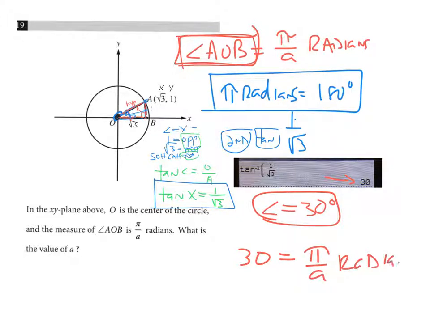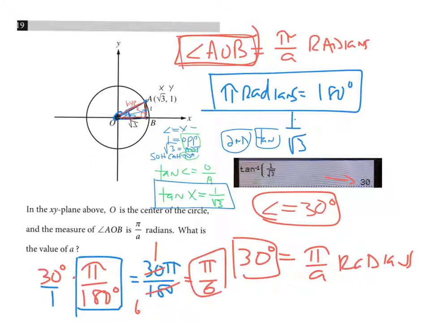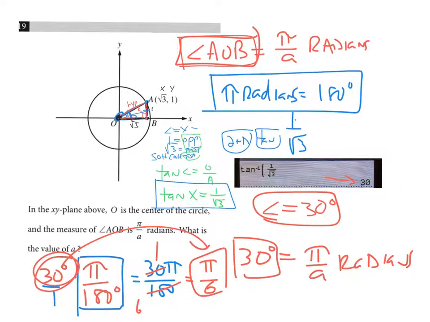So what I'm going to do is convert 30 degrees into radians by multiplying it by 180 on the denominator and pi in the numerator. So this is the way you convert degrees to radians. You multiply it by pi over 180. So this turns out to be 30 pi over 180, and 30 over 180. 30 goes into 30 once, 30 goes into 180 6 times. So this is going to be pi over 6. So 30 degrees is pi over 6 radians.